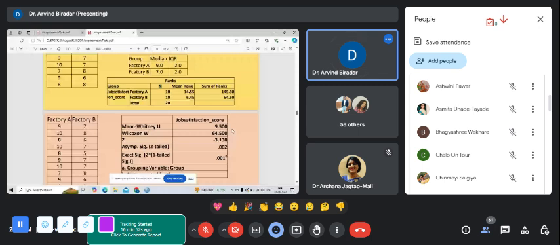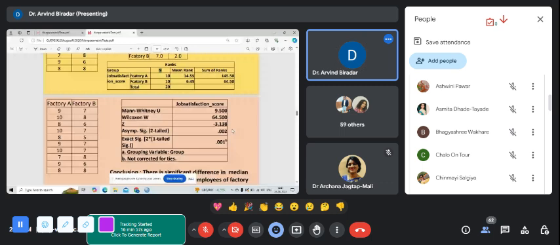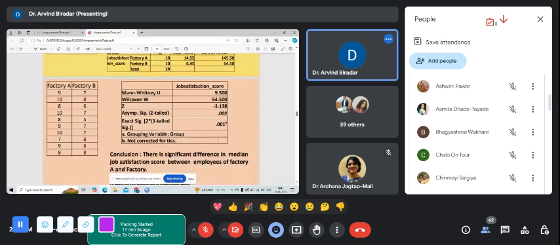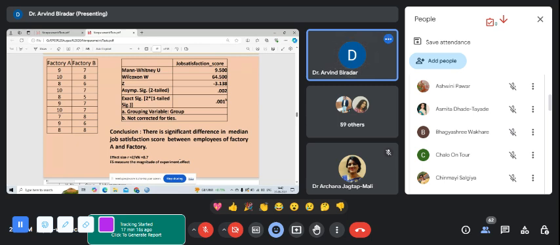Now, this is the result of the Mann-Whitney U test. We are going to consider this value, 0.002. The grouping variable is factory. The conclusion is that there is a significant difference in median job satisfaction score between employees of factory A and factory B.